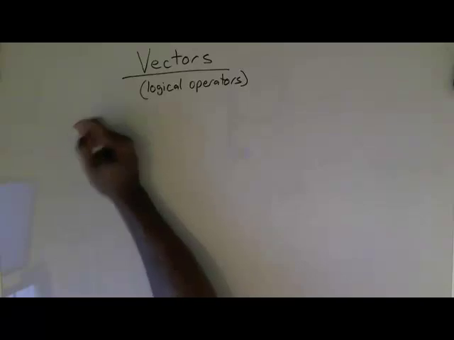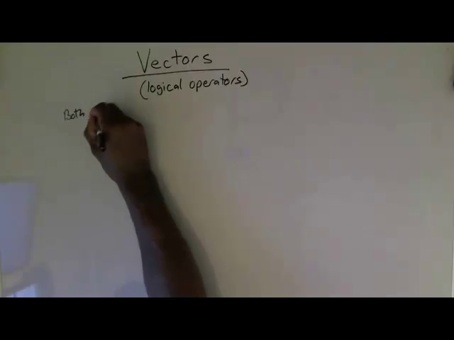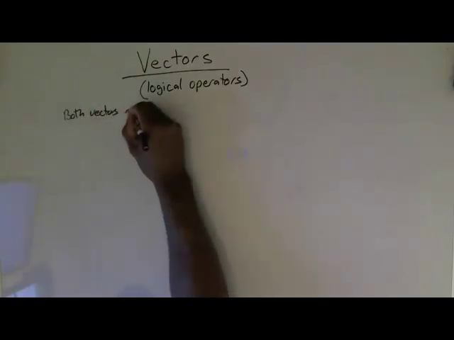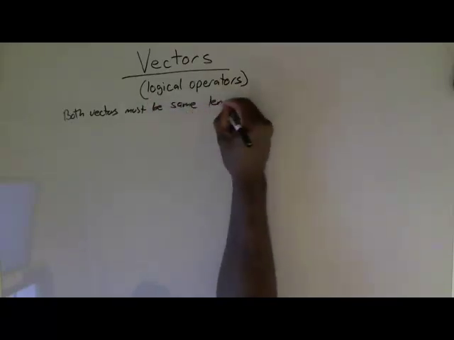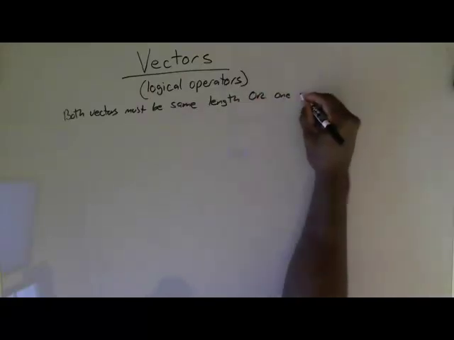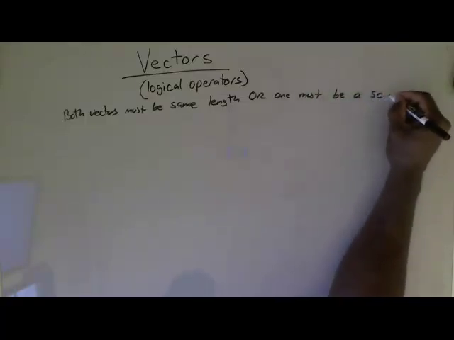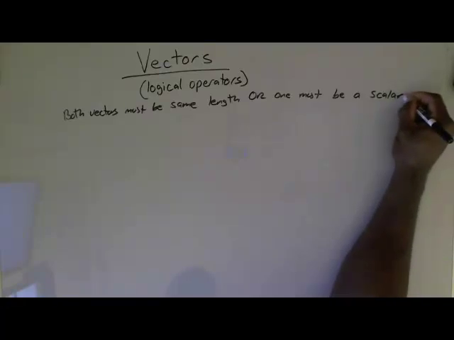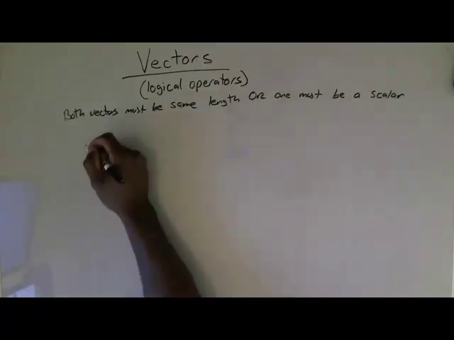Now, our rule still holds: to do this, either both vectors must be the same length, or one must be a scalar, which is a vector of length 1. Okay, so now let's get into our operators.